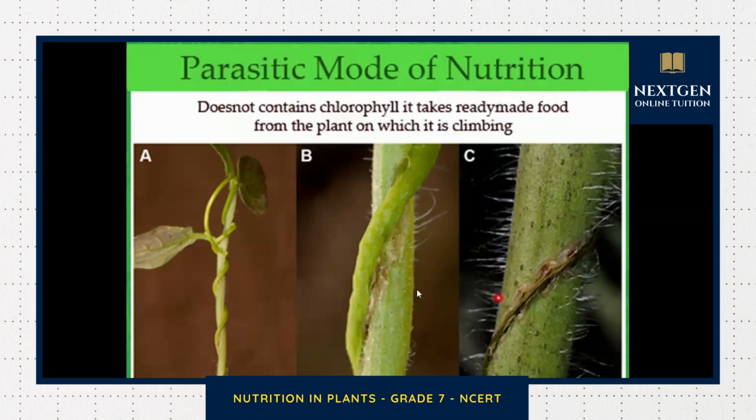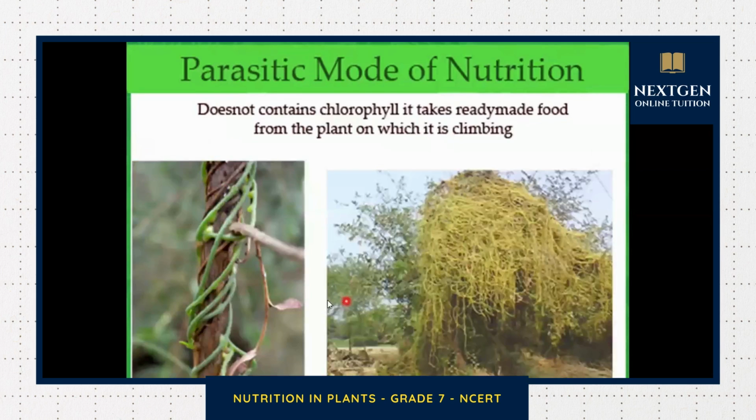The plant on which it climbs is called the host. Since it deprives the host of valuable nutrients, Cuscuta is called a parasite. This picture shows the Cuscuta plant on the host plant. It harms the host plant also.